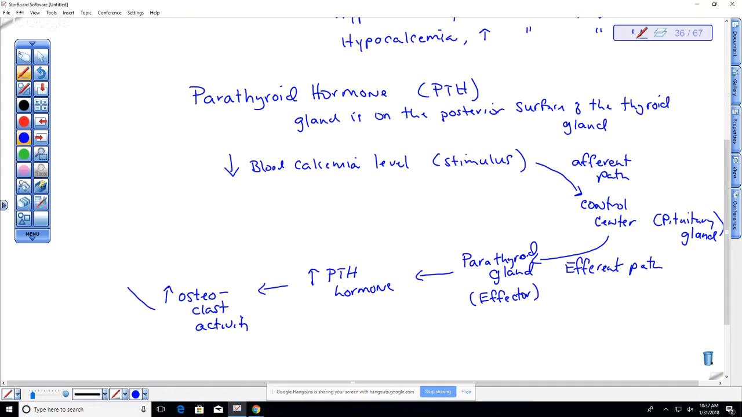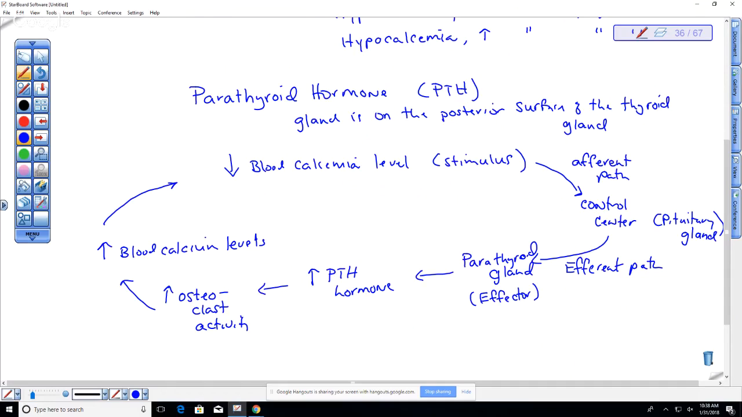And then the response would be that we increase the blood calcium levels. So would this be an example of positive or negative feedback? Negative feedback, right? Because the response of the osteoclasts actually increases the calcium levels. So it would decrease the stimulus. So this is an example of a negative feedback mechanism.